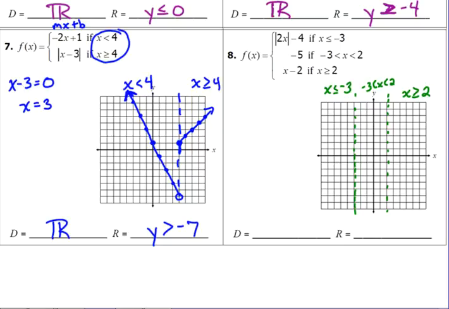Let's see if we can plot negative 7. 2 times negative 7 is negative 14. Absolute value of negative 14 is positive 14. 14 minus 4 is 10. Still can't graph it because my grid only goes to 8. Okay, let's try negative 6. 2 times negative 6, negative 12. Absolute value of negative 12, positive 12. 12 minus 4, 8. Finally, we can plot a point. Negative 6, positive 8.